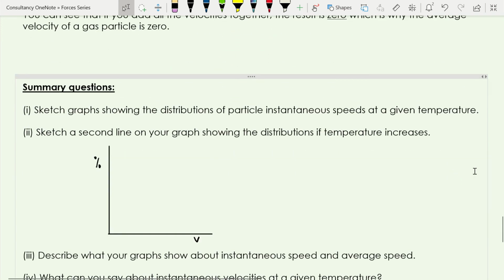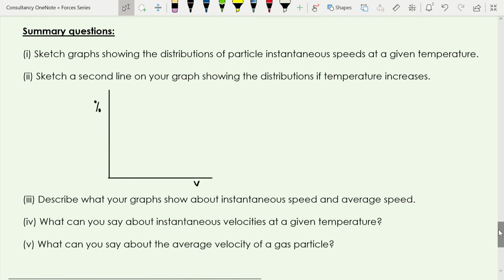Okay, so what I want to do is go through some summary questions to see if we've picked up the key things we were looking at in this video. So grab a scrap piece of paper if you can, pause the video and have a crack at these 5 questions here. Starting off with sketching some graphs of what the speed distribution looks like, and then we'll have a look at describing what's going on. I realized I was sloppy and used a V instead of an S. Okay, so have a crack at these and then we'll see what we should have here.